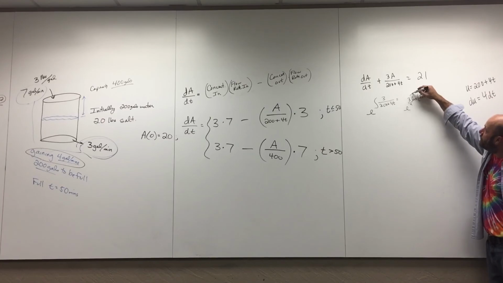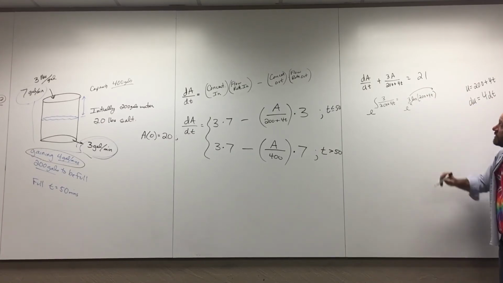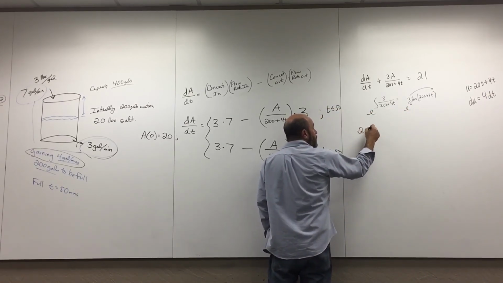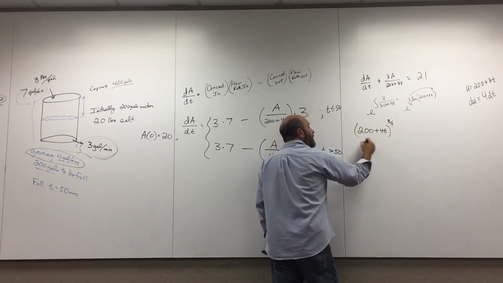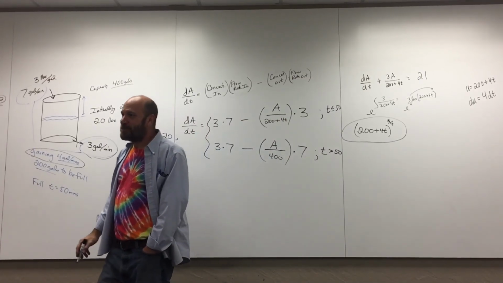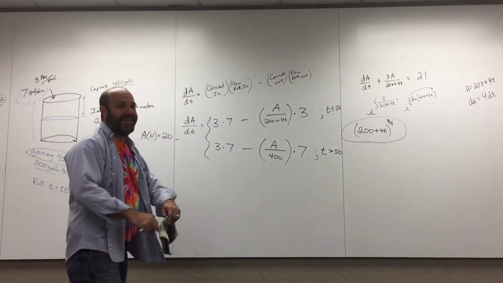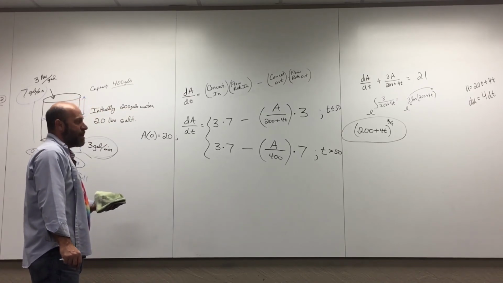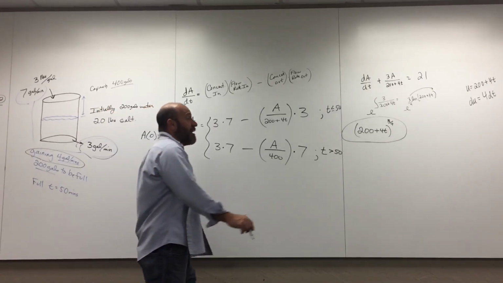So this is a 3/4 here, ln of 200 plus 4t. I'm going to take that 3/4 and move it up top so it's an exponent. Then I'll cancel the e and the log. So what is my integrating factor? 200 plus 4t raised to the 3/4. That's my lovely integrating factor. What do I do with that integrating factor? Multiply through by the DE.